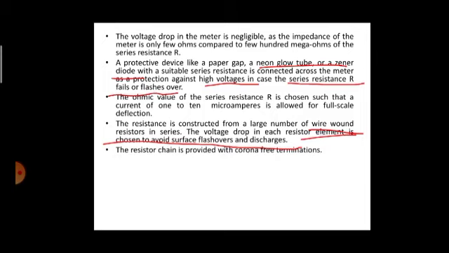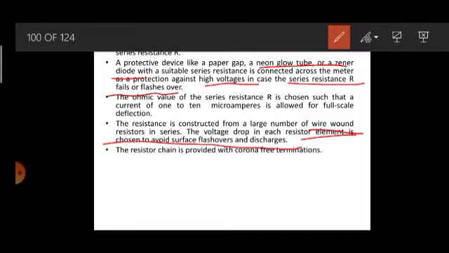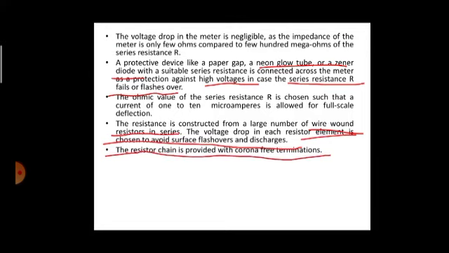Okay, so a resistor chain, because here I said we have resistors connected in series, so that resistor chain is provided with corona free terminations, right? Here this series resistance microammeter has some limitations.